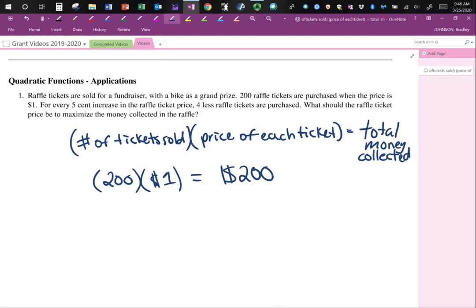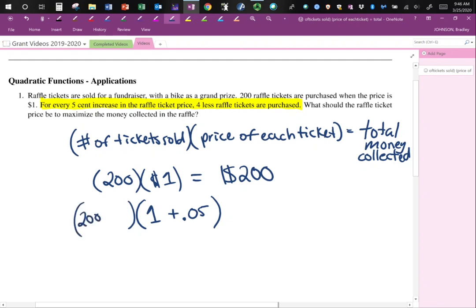But we know that some things start to change. And the change is from this sentence right here. For every 5-cent increase in the raffle ticket price, 4 less raffle tickets are purchased. So let's imagine that we increase our price. We started with $1. What if we add 0.05, right? What if we add 5 cents to it? Now, I'll get rid of the dollar symbol because we understand what we're working with. So 1 plus that.